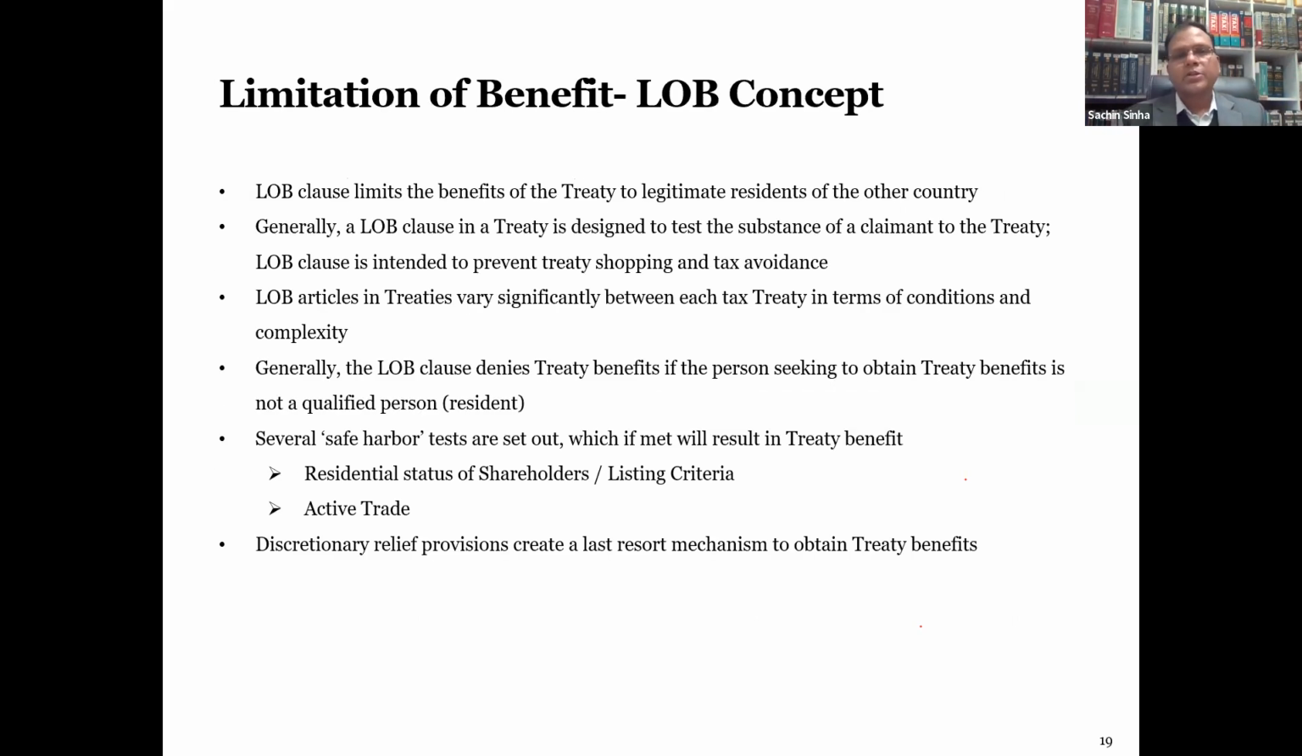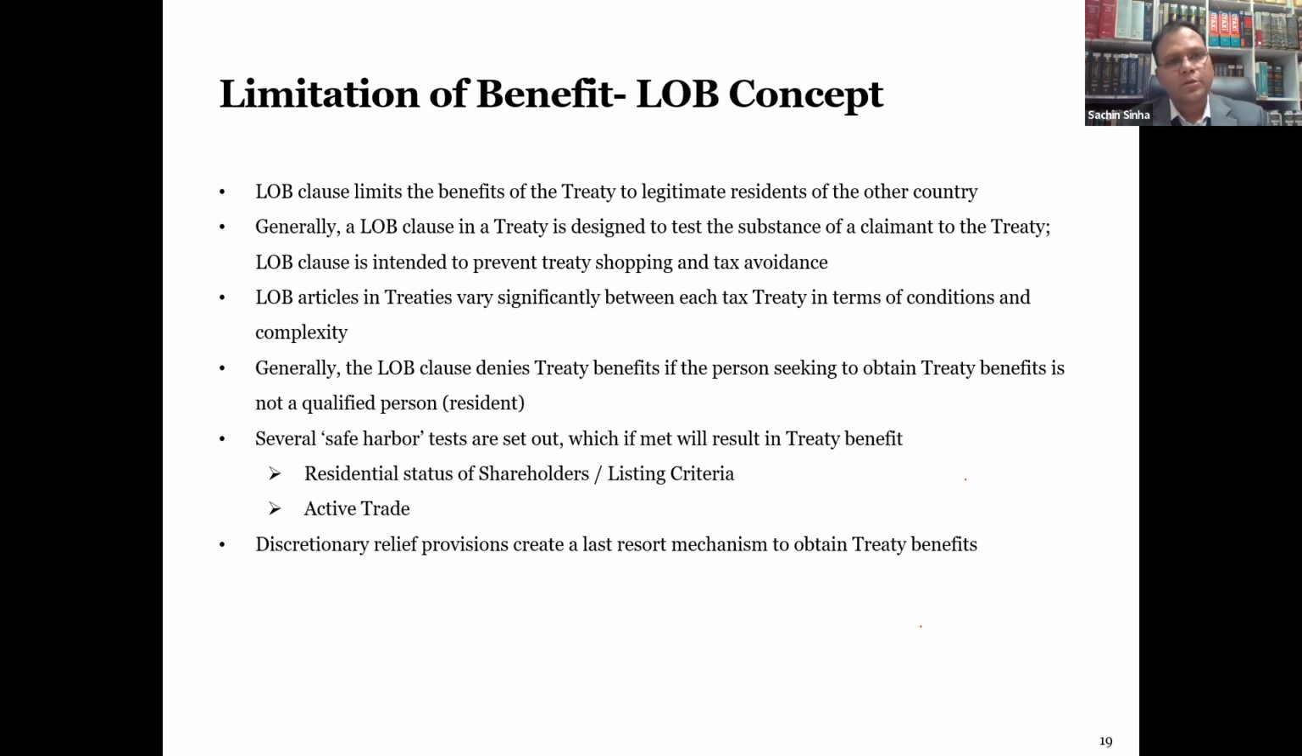As we discussed, limitation of benefits: if you want to take the benefit of a treaty, you need to satisfy certain conditions, and you can see the LOB clause in the protocol, not in the articles. As you can see in the slide, the LOB clause limits the benefits, because LOB means limitation of benefit. You are allowed to get some benefit, but there is some limit, and you need to satisfy certain conditions.